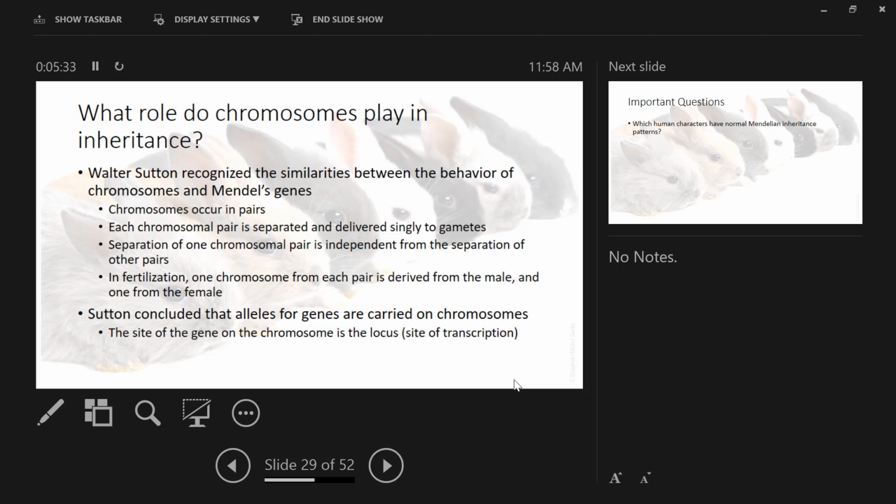And he called this that the site on the chromosome must be the site of where you start this process of making proteins. So that wherever this gene was must be where you have your transcription start. All right?